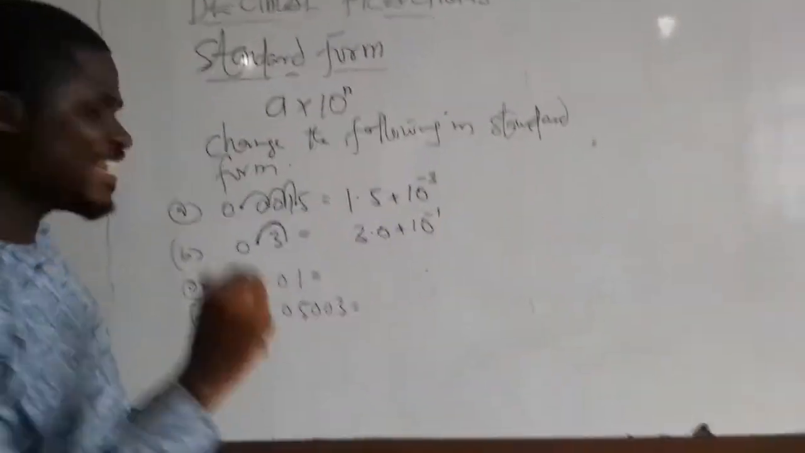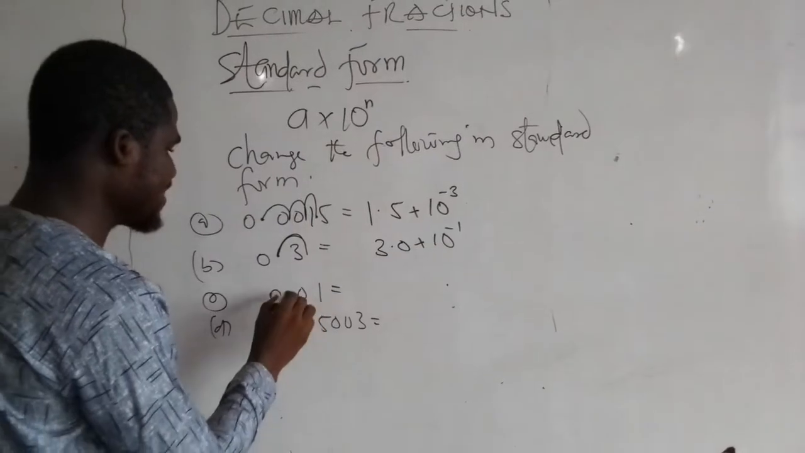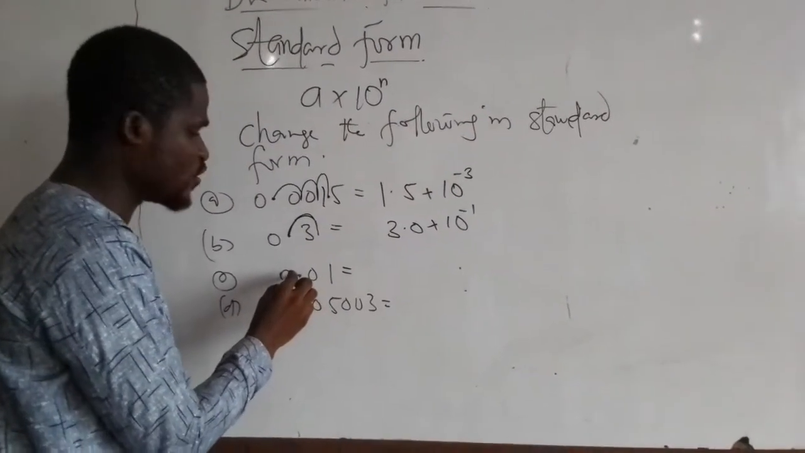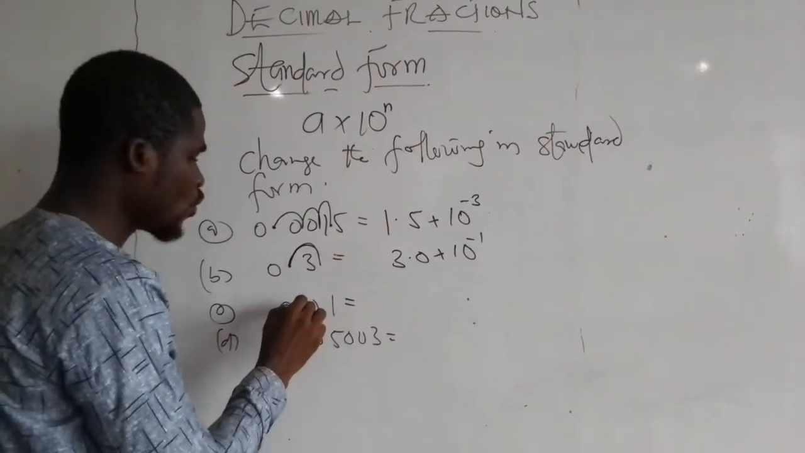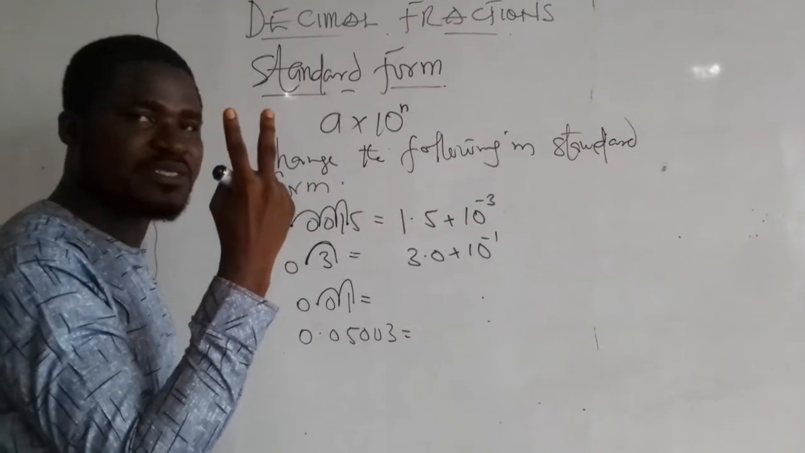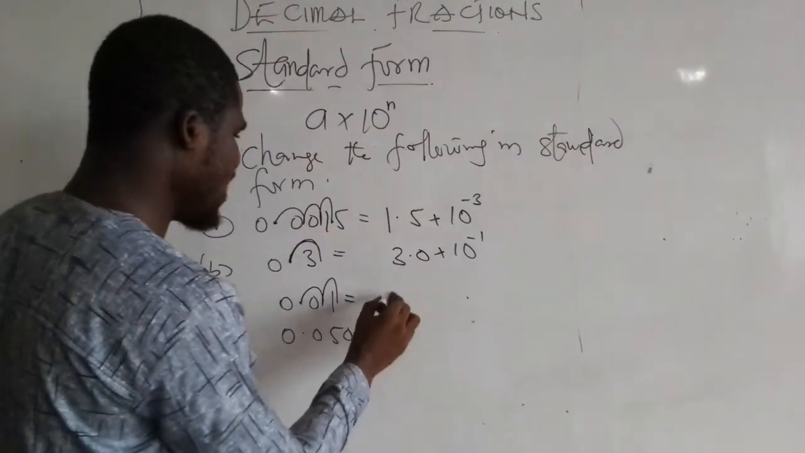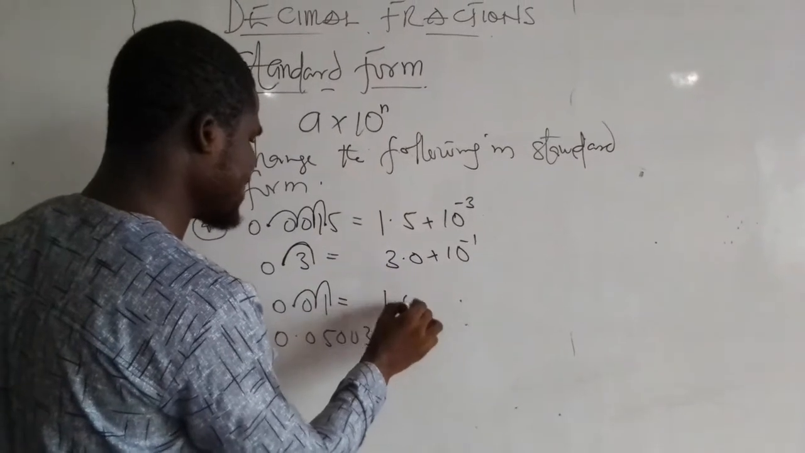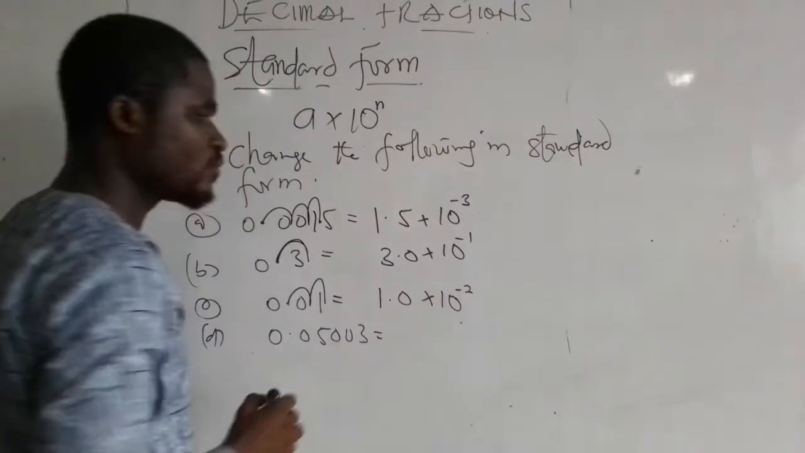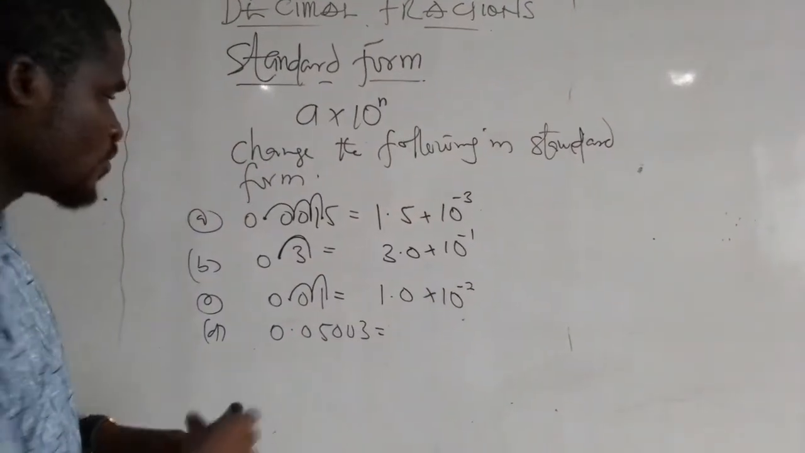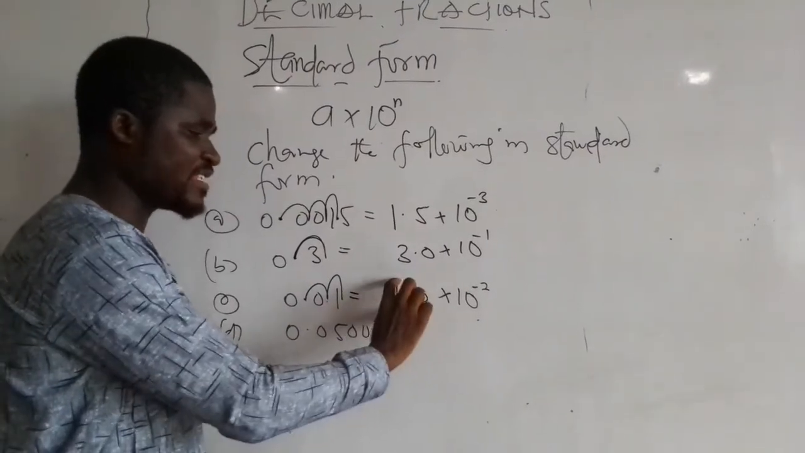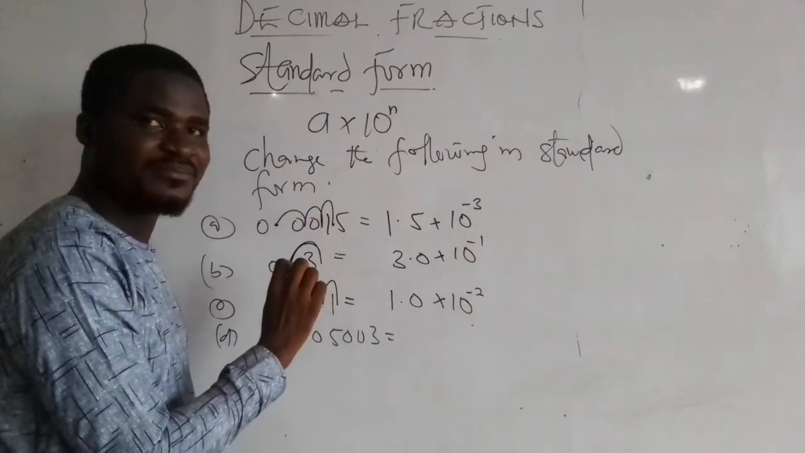Good. Let's go to the next one. I should move from the decimal place to my first SF. So 1, 2. I moved two times. Twice. So I'm going to have 1.0 times 10 exponent negative 2. 1, 2. Now my decimal place is between my first and the second SF. Good.